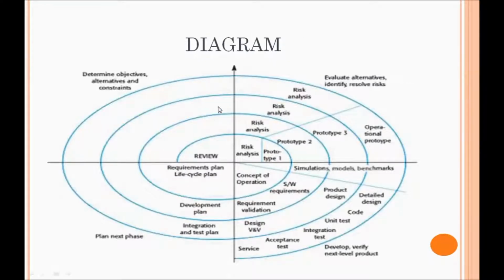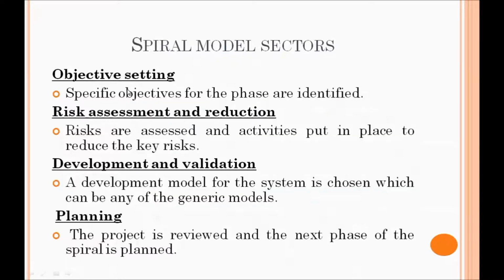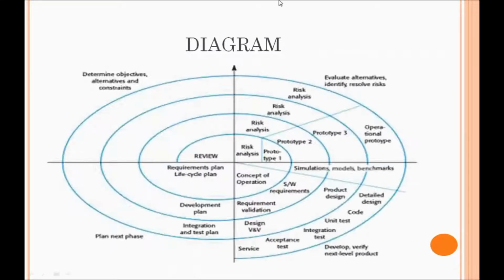So this is the diagram here. You can see here, the first phase is what? Determine the objective, alternatives and constraints. Objective setting means you have to find out the requirements. In simple words, objectives are nothing but the requirements. You have to find out the requirements, and not only the requirements, but also some constraints. Constraints are conditions. Whatever conditions need to be there to develop the software, you need to identify those conditions in the first phase itself. See, this is the first phase.